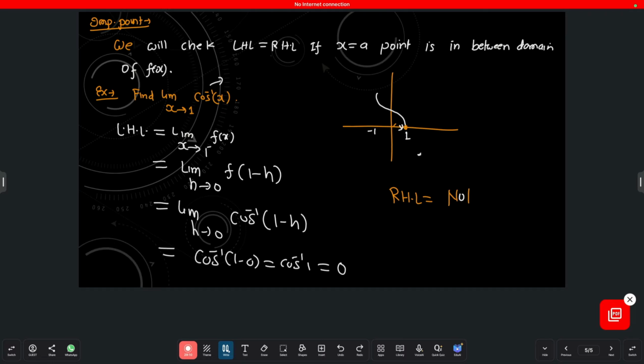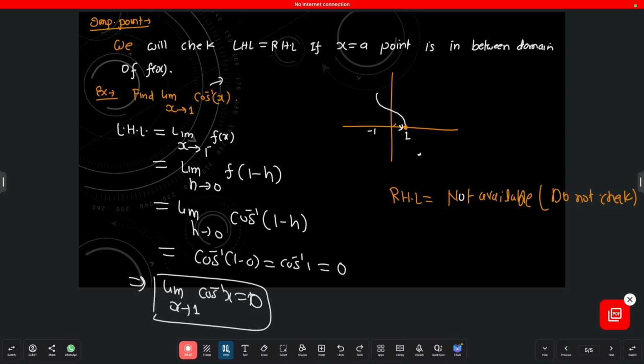And if you ask for right hand limit, it is not available, so don't check. Only the left hand limit we will check. So what is the answer here? It implies limit x tending to 1 of cos inverse x is 0. Is this point clear? Note.